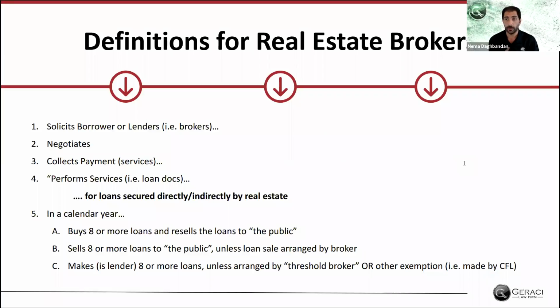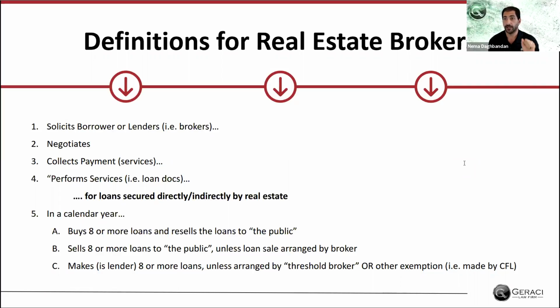And what's surprising to most people is there's a whole other set of definitions in other code sections that all define what is a real estate broker in California. Here are some big ones too, which are heavy misconceptions, which Kevin and I are constantly addressing on client intake calls, which is the buying and selling of loans. We're going to go into much greater detail, but high level, you are also considered a real estate broker in California if you purchase 8 or more loans and you resell those loans to the public. What the public is, is not clearly defined. We'll go into that in greater detail as well.